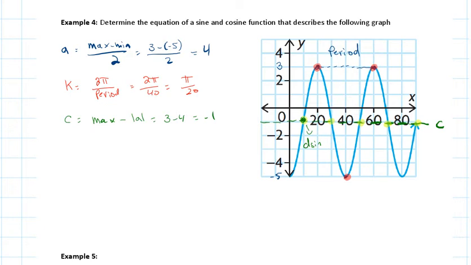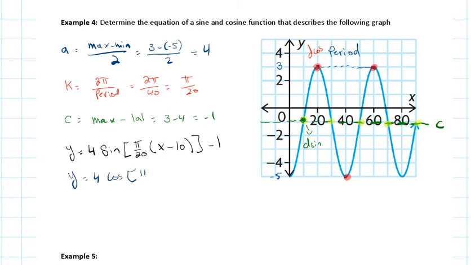So if I'm looking at the equation of the sine, it is going to be y equals 4 sine pi over 20 times x minus 10, because I moved 10 to the right, minus 1. And if I'm looking at the cosine, it's going to be y equals 4 cos pi over 20 times x minus 20. Move 20 to the right, and then take away 1.